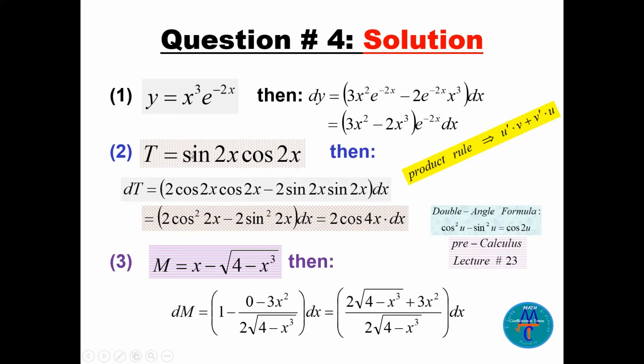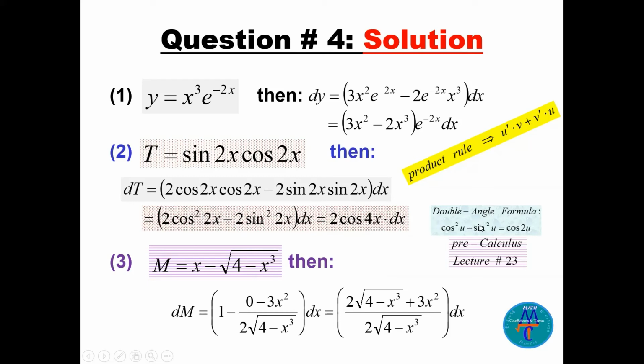So simple. The derivative of the first will be 2 cosine of 2x. Leave this one. And then the minus, not from the formula, the formula has a plus. The minus is coming from the derivative of cosine of 2x, which is minus 2 sine of 2x, times this sine of 2x. So you can take 2 as a common factor. You have cosine squared of 2x minus sine squared of 2x.